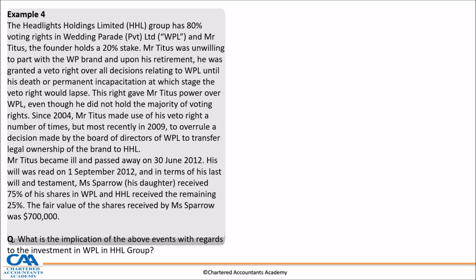His will was read on 1 September 2012, and in terms of his last will and testament, Ms. Paro received 75% of his shares in WPL, and HHL received the remaining 25%. The fair value of the shares received by Ms. Paro was 700,000. What are the implications of the above?